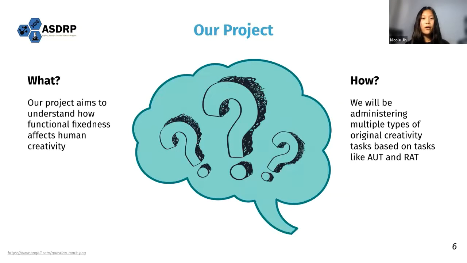Okay, so how does all of that information apply to our project specifically? Our project aims to understand how functional fixedness affects human creativity, and we will be doing that by administering multiple types of original creativity tasks based on tasks like AUT and RAT. And I'm assuming most of you don't know what that is, so now my teammate Pranjal will be going more into that.